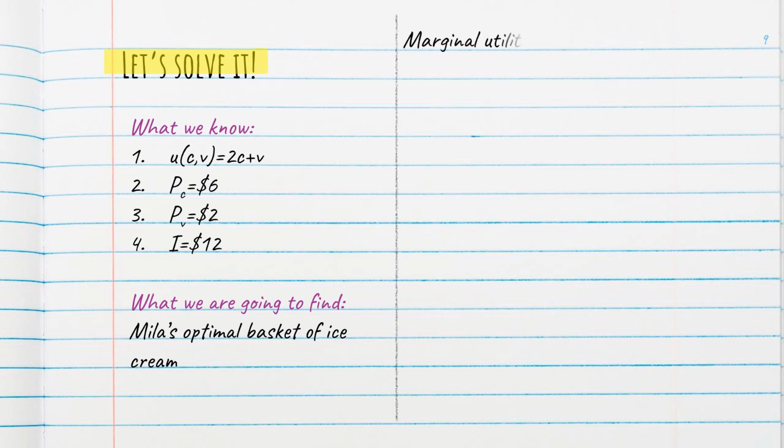So the first thing we should do is probably figure out what the marginal utility of chocolate ice cream is and the marginal utility of vanilla ice cream. So the marginal utility of chocolate ice cream is the partial derivative of the utility function with respect to C. That's going to be equal to 2. Similarly, the marginal utility of vanilla ice cream is the partial derivative of the utility function with respect to V, which is 1.